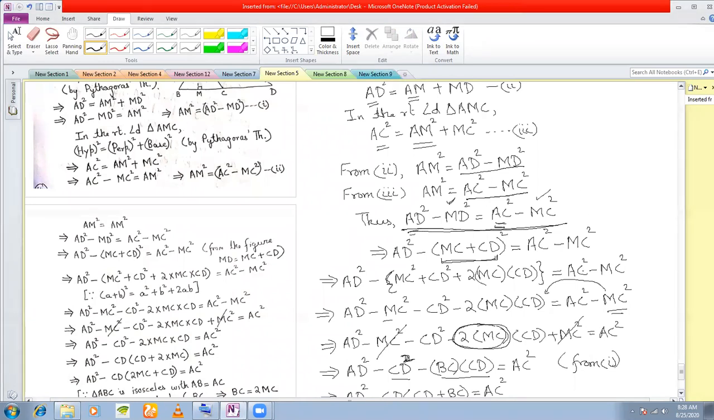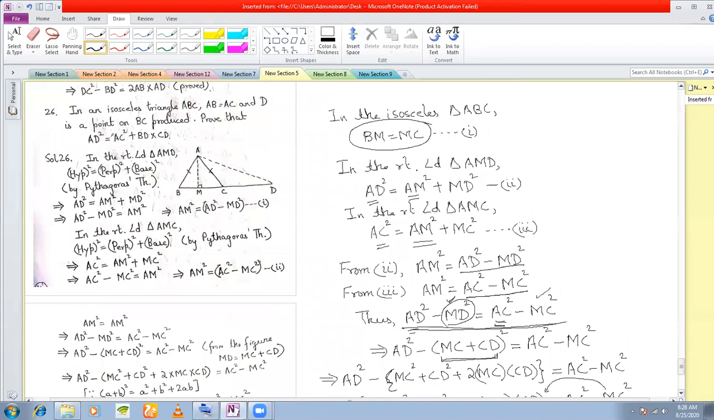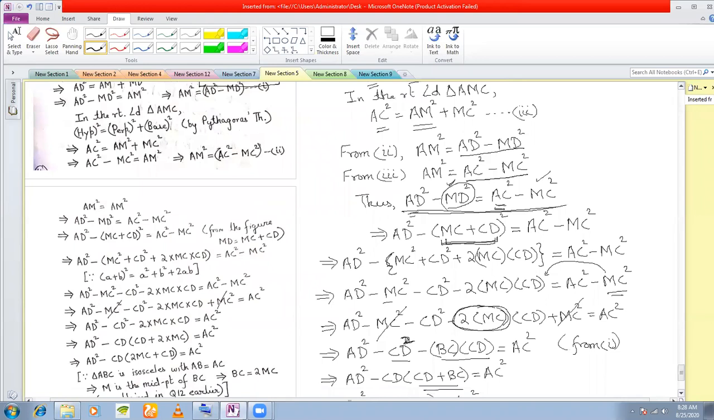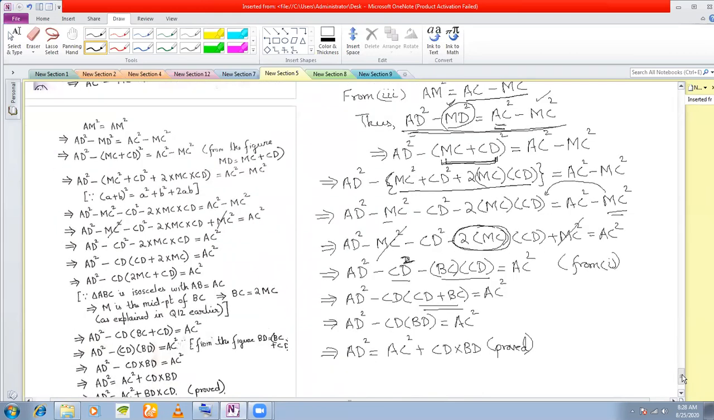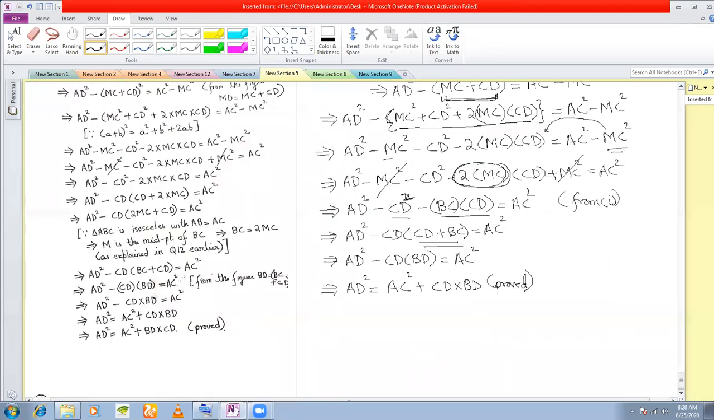After that, MD, I have written as MC plus CD. If you see in the figure, MD, this length is what? Sum of this length and this length. So MC plus CD, that is what I have written here. And then expanded by the a plus b whole square formula. Any other problem? No problem. Then I can proceed with the homework problem that I have given you.